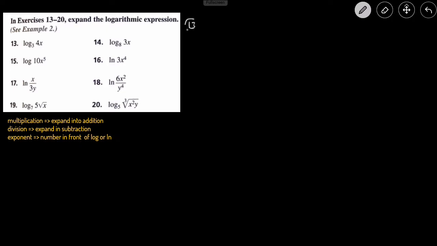We'll start on number 13. Let's see what's involved inside the log. We can see that we have 4 times x, so we have multiplication. I'm just going to split this up. Since we have multiplication, that's going to split up into addition. So this is going to be log base 3 of 4 plus log base 3 of x. Since it's 4 times x, we split that up to 4 plus x.